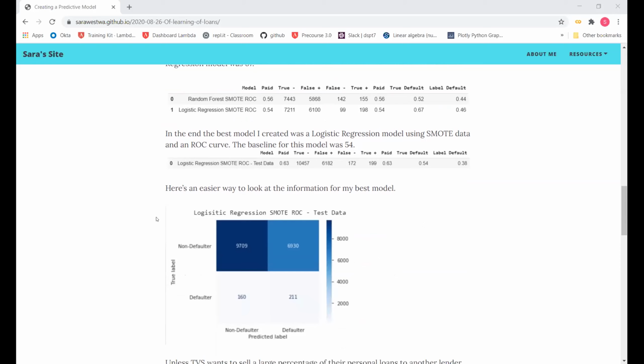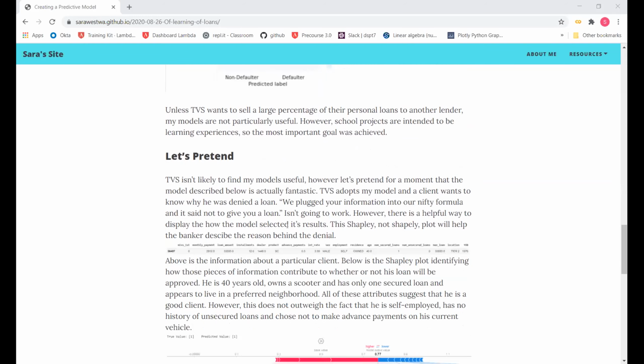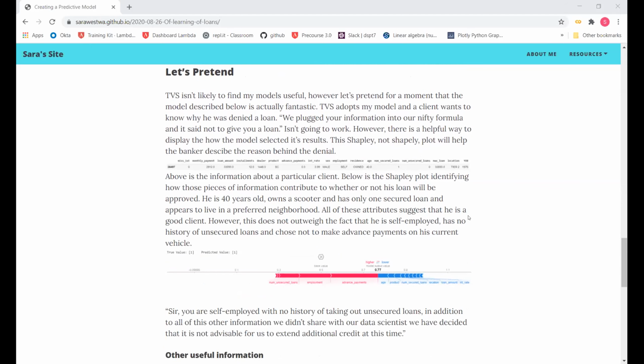And here is my confusion matrix, which shows you the numbers here. So these are correct, and these are all the poor people who are not defaulters that I thought were. Because my model wasn't particularly good, I chose a version of it to pretend with so I could do some Shapley values. Unfortunately, we can't zoom here, but we have a male about 40 years old who is self-employed, and he wants to take out a loan.